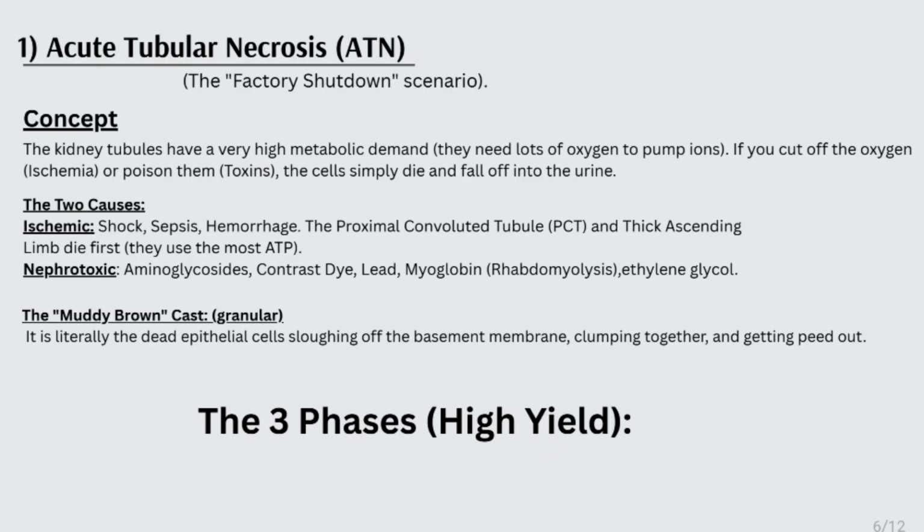The renal tubules, especially the proximal convoluted tubule and the thick ascending limb, have a very high metabolic demand because they actively transport ions and require large amounts of ATP. This makes these segments particularly vulnerable to ischemic injury. Ischemic ATN is commonly seen in settings like shock, sepsis, or severe hemorrhage, where reduced perfusion leads to hypoxia and tubular cell death. Nephrotoxic ATN occurs when substances directly injure the tubules.